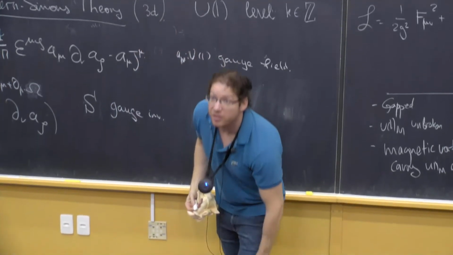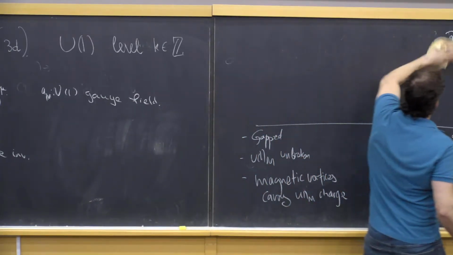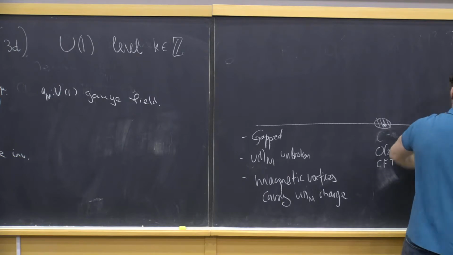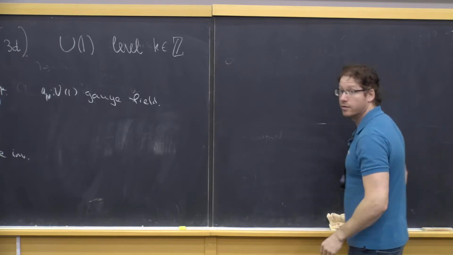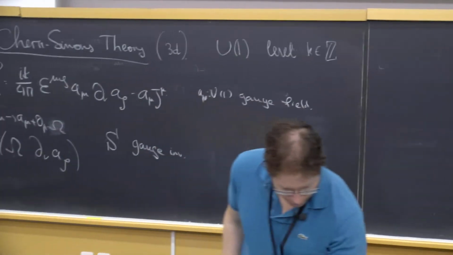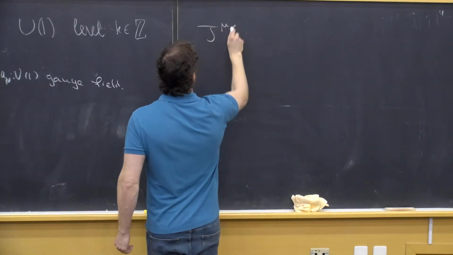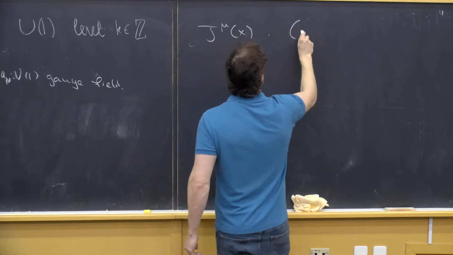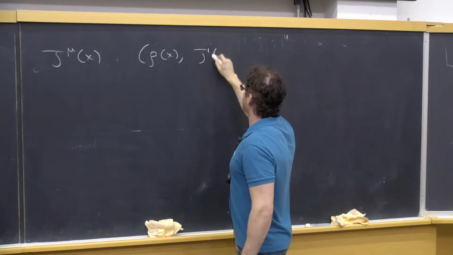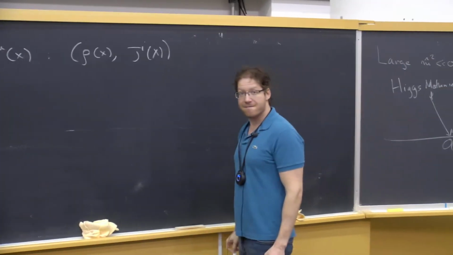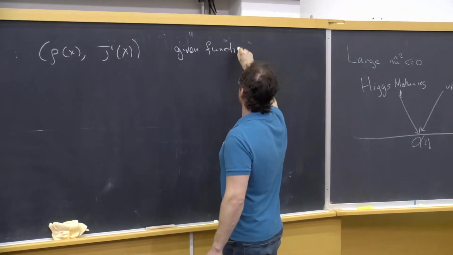Because I'm using Euclidean signature. In Minkowski signature, if I was to write this Lagrangian, there would be no i. Okay, so J mu of x is a given function of space-time, which consists of the charge density and the current density for some particles. Okay? It's a given function. You can choose this function to be whatever you want.